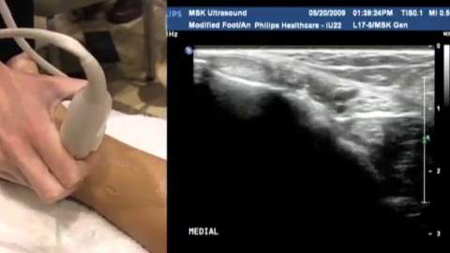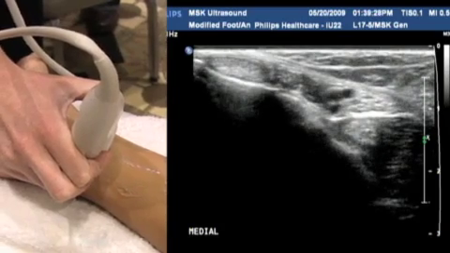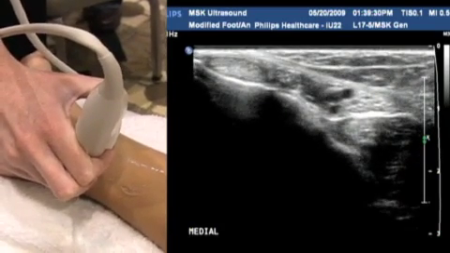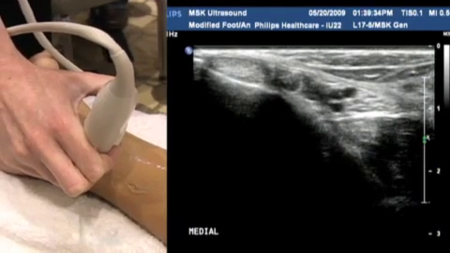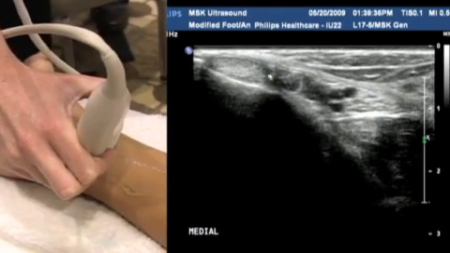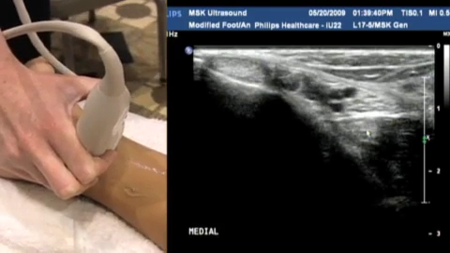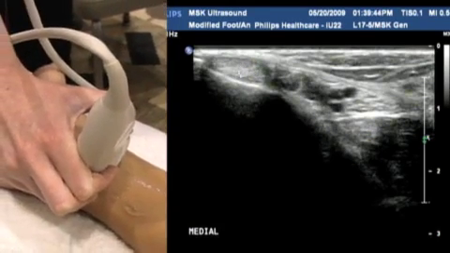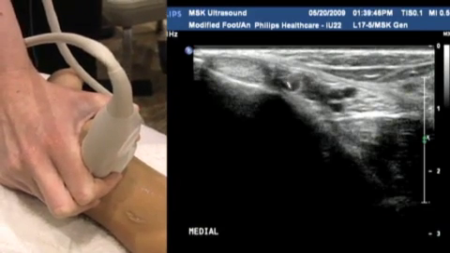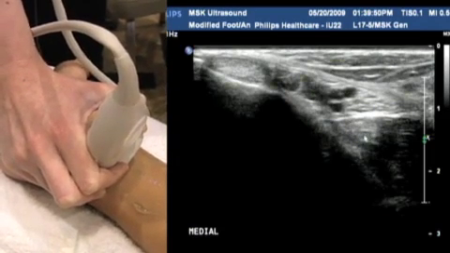Taking a wide approach here to what's called the tarsal tunnel, similar to the carpal tunnel in the wrist, but in the medial ankle. And we can identify a number of structures here immediately. They call these tendons Tom, Dick, and Harry at the back, and that's a nice way to remember it. The posterior tibial tendon, flexor digitorum longus tendon, and the flexor hallucis longus tendon at the back.